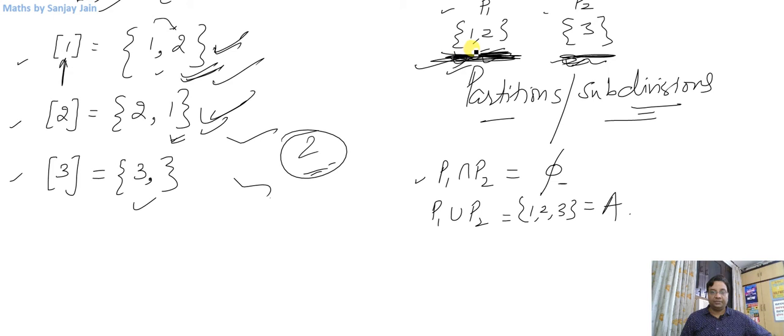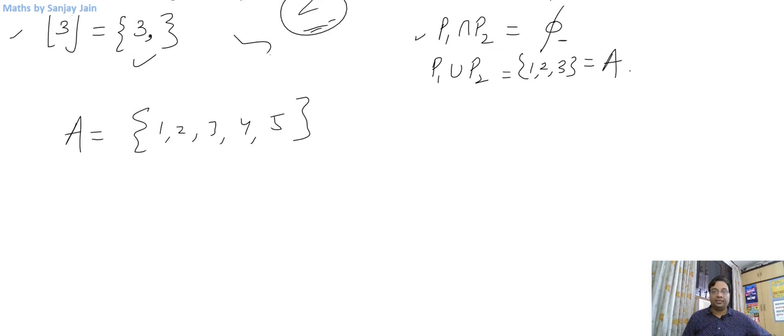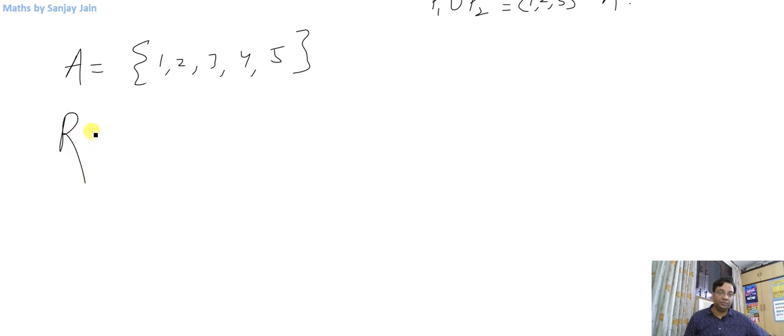I have got 2 partitions, right? And if a question is, let me take another relation. Let me take set A as 1, 2, 3, 4, 5, and let me write another relation R and ask you these questions. So obviously R will have some ordered pairs where the first entry will be from A, and the second entry will also be from A, right? We know that R is a subset of A cross A, that is, R is a subset of the Cartesian product of A with itself.